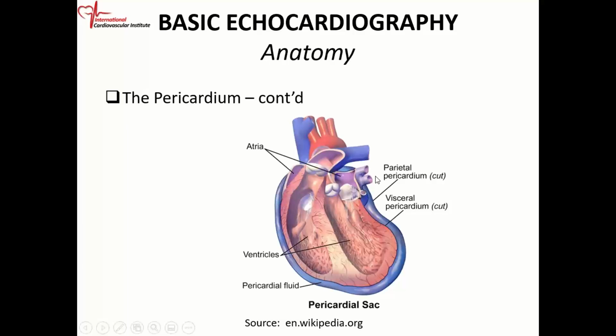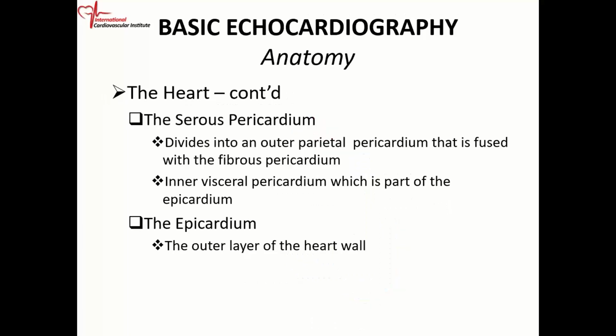So the fibrous pericardium is outside of these layers, but just below the fibrous pericardium, you have the parietal pericardium, and below that, you have the visceral pericardium. The visceral is actually on the surface of the heart. The reason why you need to know about the pericardium is because you're going to see a lot of pericardial effusion. So, having an idea where this fluid is located is important. So again, the serous pericardium is divided into outer parietal pericardium that is fused with the fibrous pericardium. Then you have an inner visceral pericardium, which is part of the epicardium.